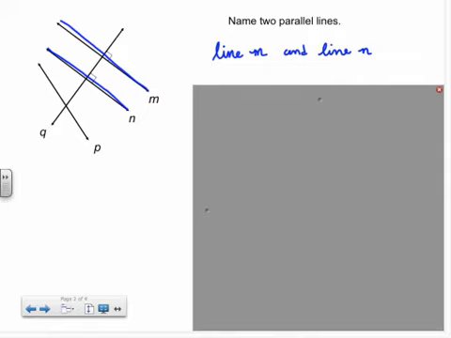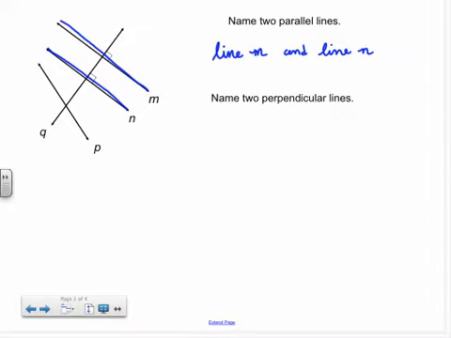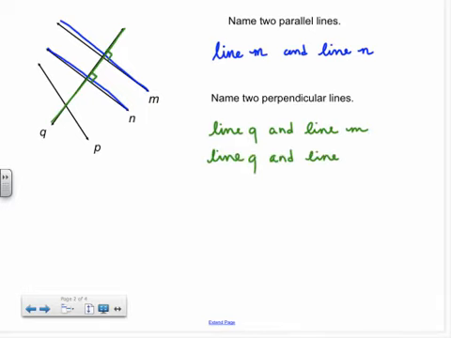But for now, we just have to base everything on look. Next, name 2 perpendicular lines. Perpendicular lines, remember, means that they meet at a right angle. On here I have 2 right angle markings, so I know that lines Q and M are perpendicular, and lines Q and N are perpendicular also.